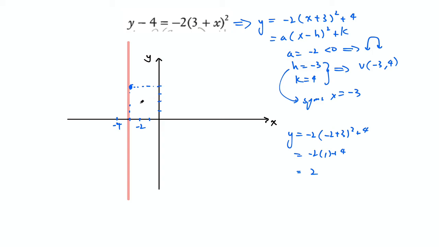So that's going to be right here. So this is also 2. So our parabola looks something like this.